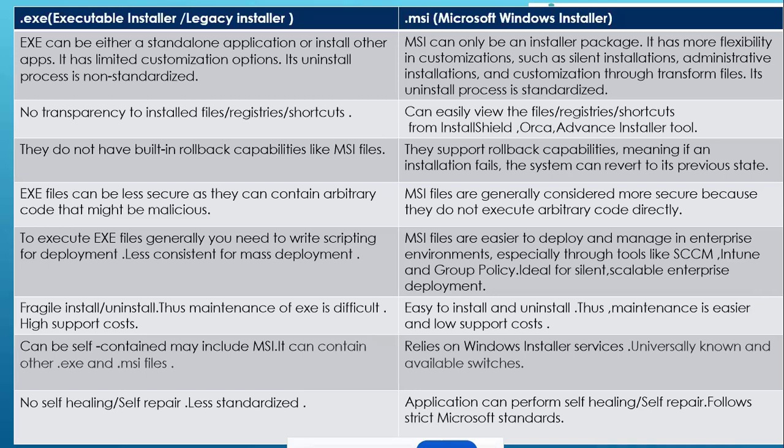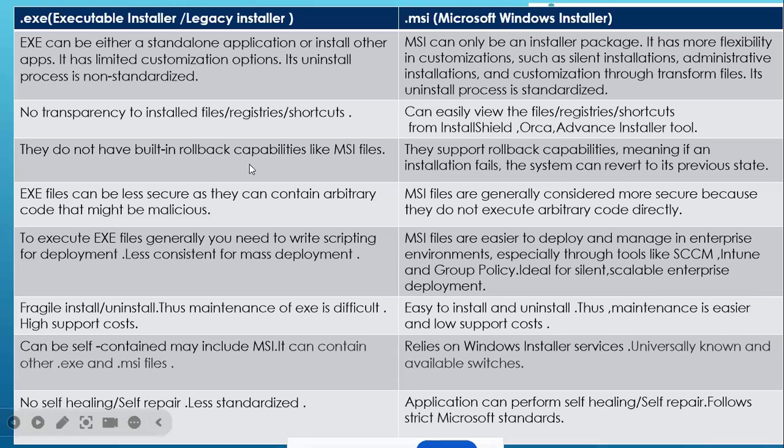For an MSI, as you said, it is always a product code. Only one silent switch is there, which is /qn, with which we can simply do the installation and uninstallation. But for an EXE, we have to search for the silent switch. The second thing is, we can easily view the files, registry and shortcuts from InstallShield, Orca, or Advanced Installer. For EXE there is no transparency into installed files, registries and shortcuts. As I said, there is no tool for EXE, so you would not be able to view it.